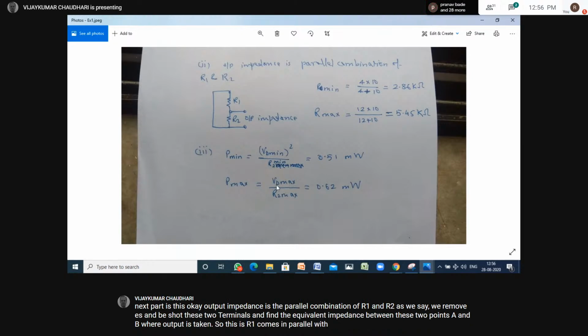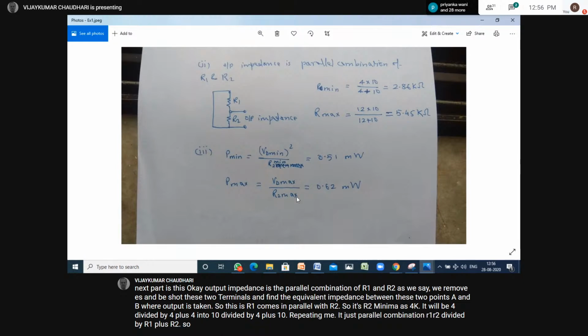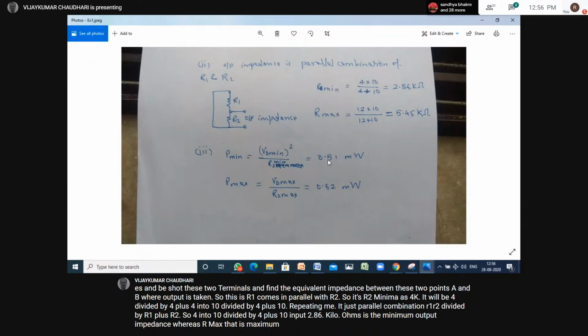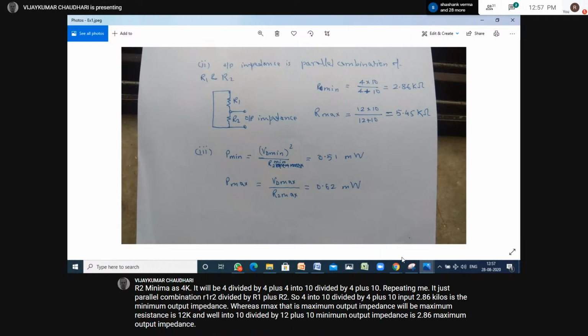Whereas for VD max, divided by R2 max, which is 12K. So VD max squared, V squared by R, so VD max squared divided by R2 max. VD max is 2.7, whereas R2 max is 12K. So VD max squared divided by 12 into 10 raised to 3 comes out to be 0.62 milliwatt. So the range of power dissipation of our sensor will be 0.51 milliwatt to 0.62 milliwatt. This is how a sensor should be selected while using the voltage divider circuit.